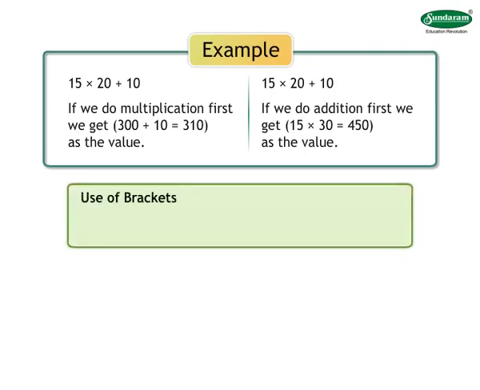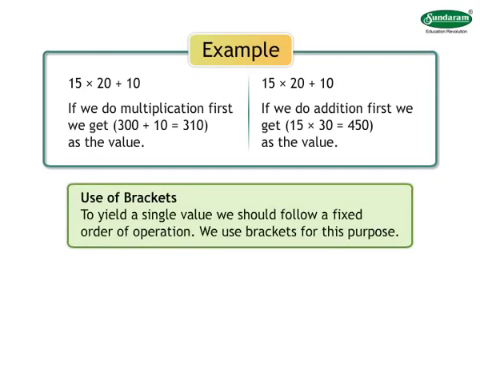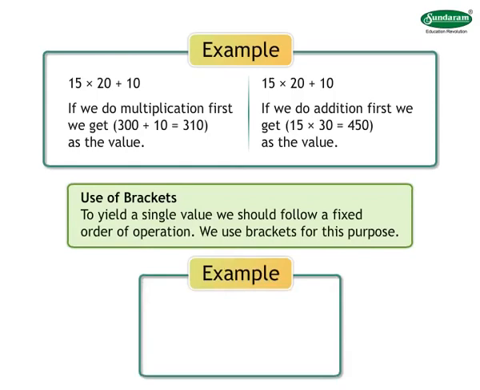Use of brackets. To yield a single value, we should follow a fixed order of operation. We use brackets for this purpose. The operation to be carried out first is written inside the brackets. Example: 15 into (20 plus 10). Solution equals 15 into 30, which equals 450.